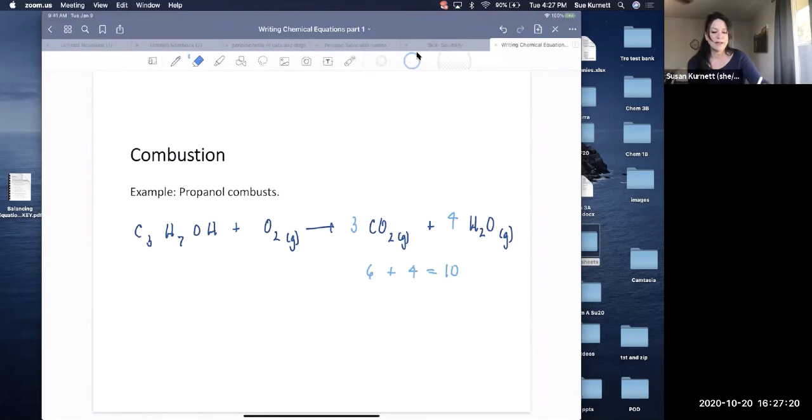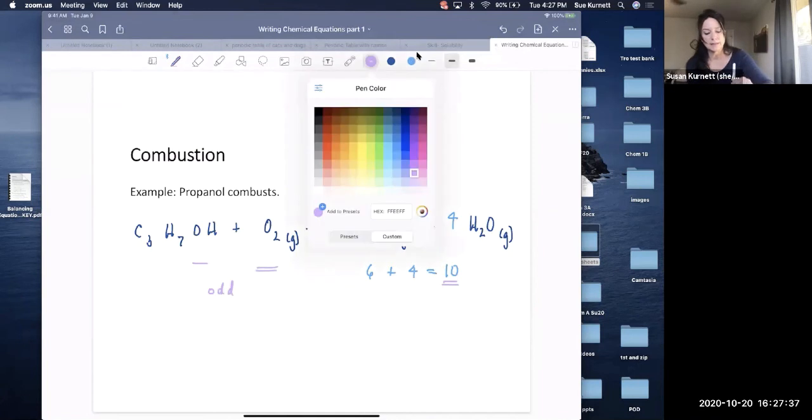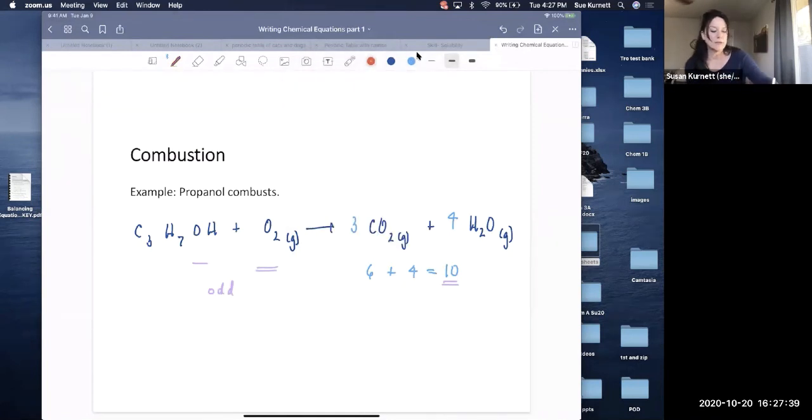Okay, so here I have even plus 1 is going to be odd, but I have an even number there. So I'm going to have to do that trick where I double everything I've already balanced. What have I already balanced? The fuel. I started by thinking it was 1, and the carbon dioxide and the water.